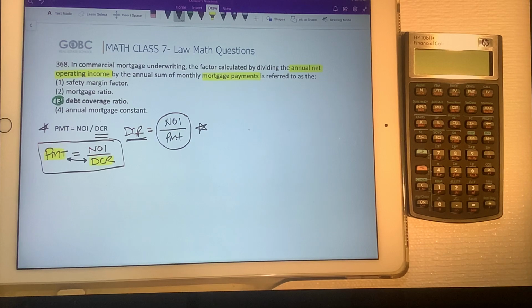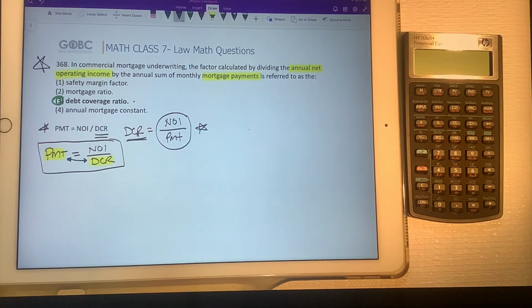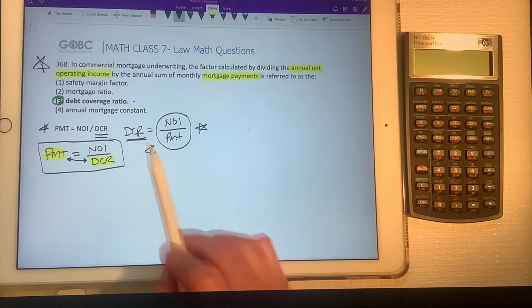It's a little bit more complicated when you do it in actual math terms, but you don't need to know that because this is the only question that you'll get that asks you about that debt coverage ratio formula. So you won't be asked to solve for anything using it.